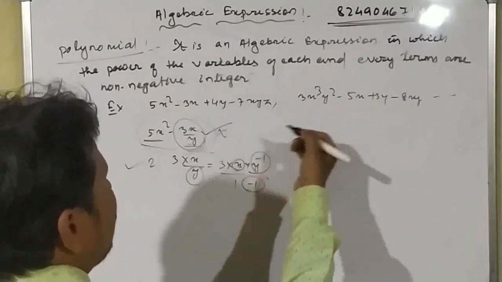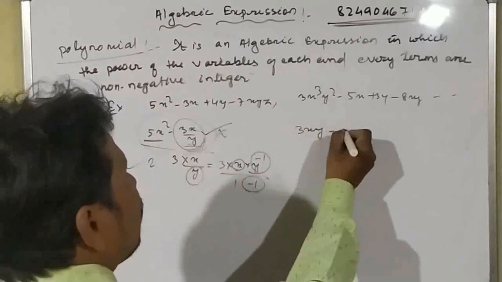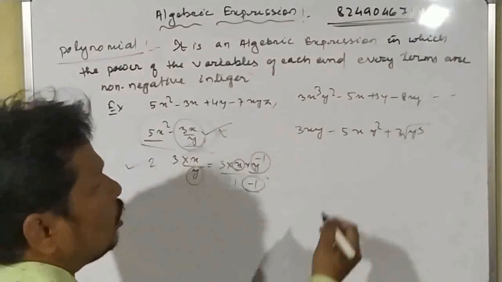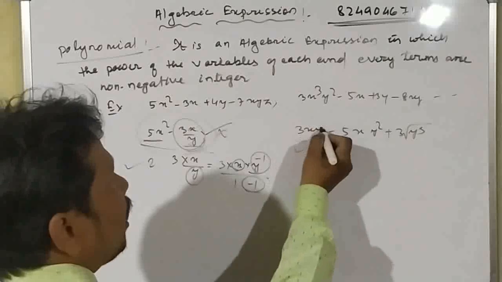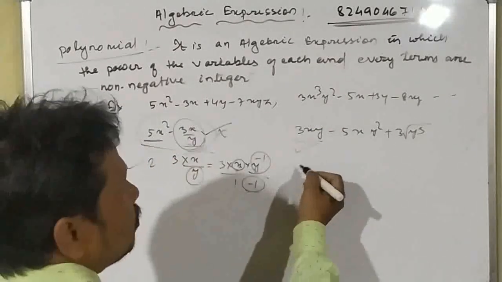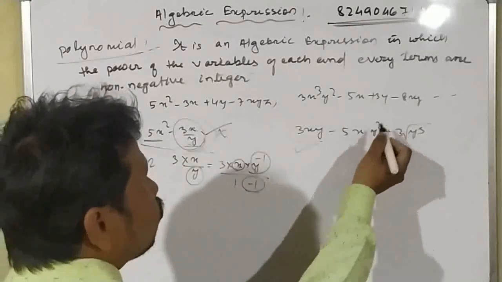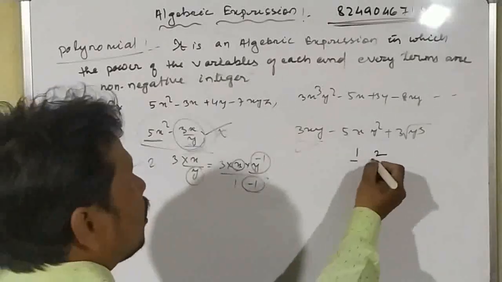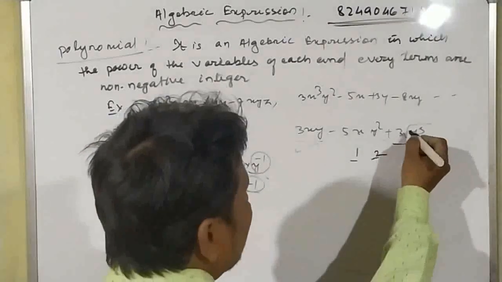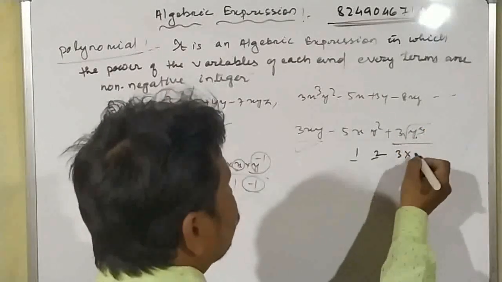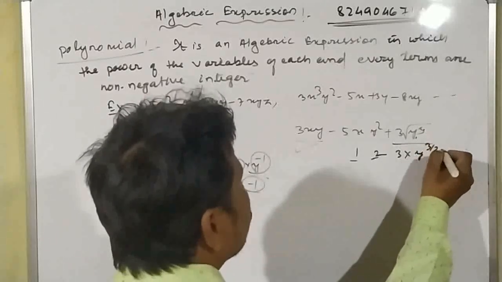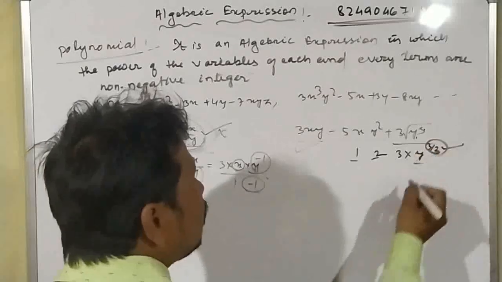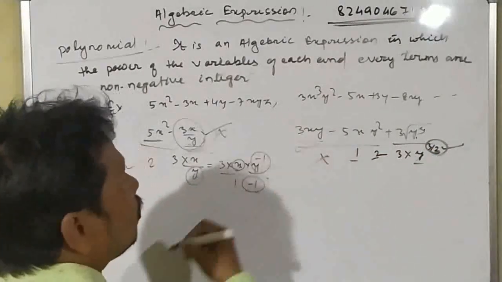Similarly, if I write 3xy minus 5xy square plus 3 root over y cube: here 3xy is okay because the power of x is 1 and the power of y is also 1. In 5xy square, the power of x is 1 and the power of y is 2, and 1 and 2 are non-negative integers. But in 3 into the square root of y to the power 3, this is y to the power 3 by 2, which is not an integer, it is a rational number. So the power of y is not an integer, and we cannot say that this is an example of a polynomial.